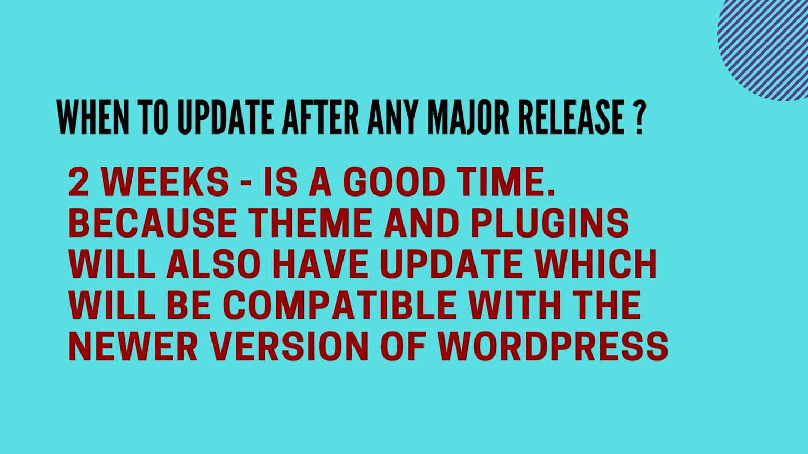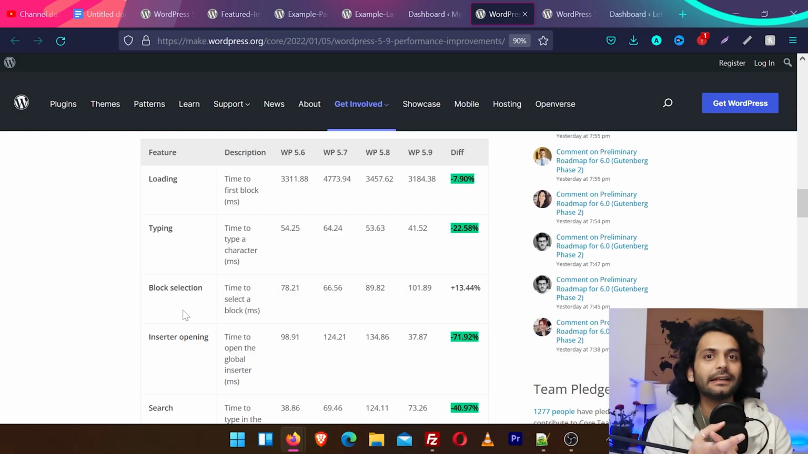So wait for a couple of weeks. You will see in a couple of weeks you start receiving updates for plugins and themes. So in a couple of weeks when you have your theme updates, your plugin updates, then only update to WordPress 5.9.